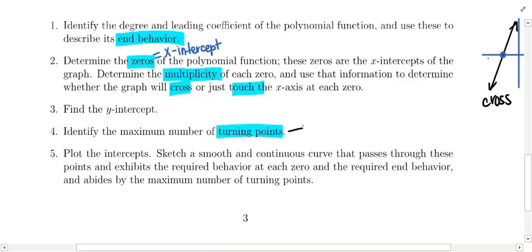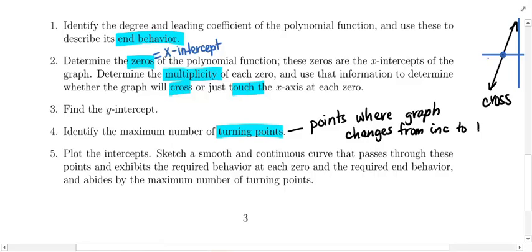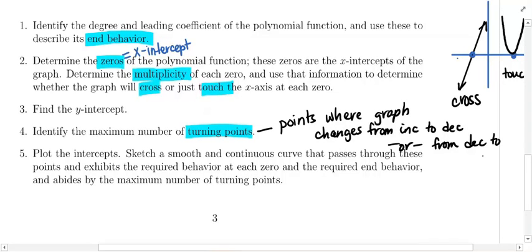In a nutshell, what a turning point is, these are points where the graph changes from increasing to decreasing, or from decreasing to increasing. So that's what turning points are. When you draw a polynomial function, you have to make sure that your polynomial has the correct number of turning points. And then last, you kind of put all this information together.